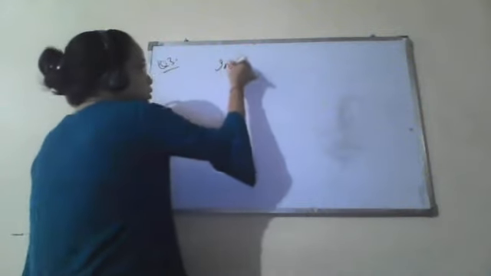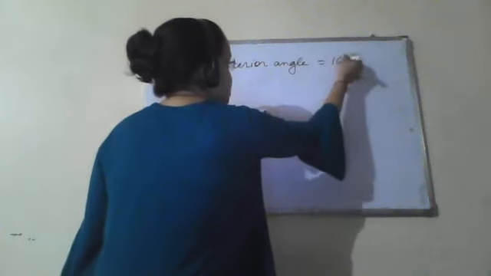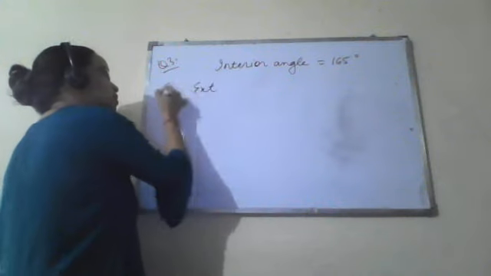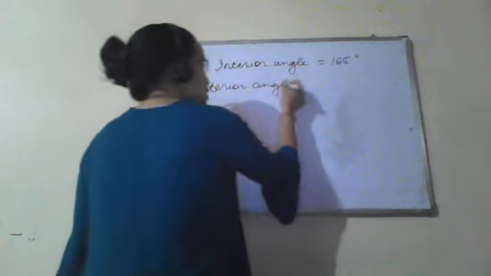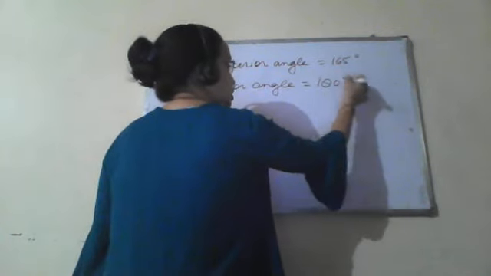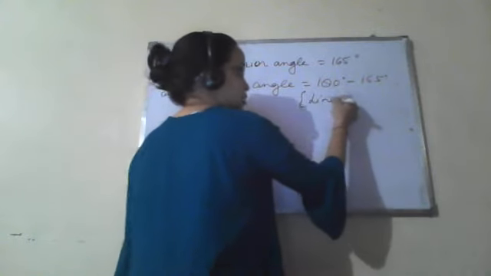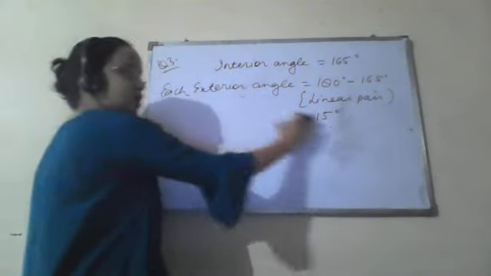So in this question, the interior angle has been given. First we have to calculate its exterior angle. The interior angle is given as 165 degrees. So each exterior angle will be 180 minus 165, because it forms a linear pair. Okay, you will mention because they form a linear pair. So it comes out to be 15 degrees. So the measure of each exterior angle is 15 degrees.